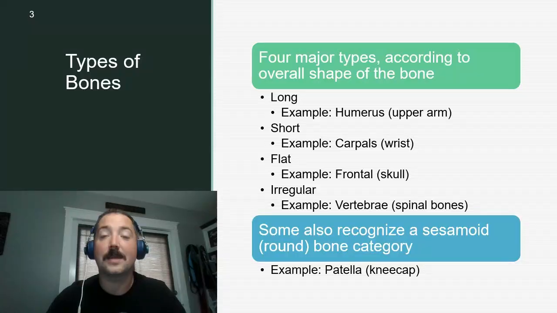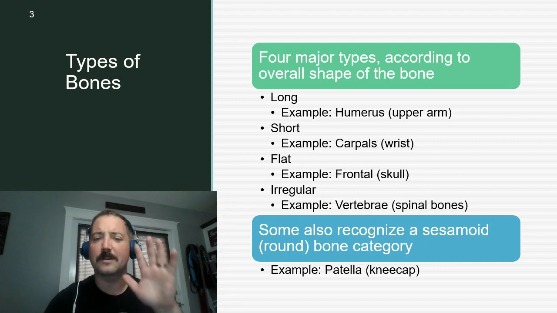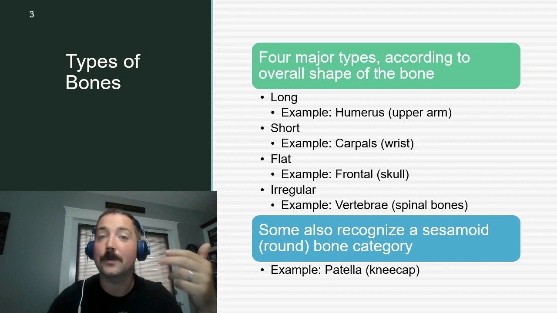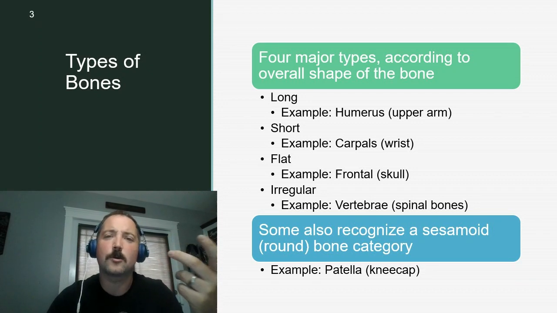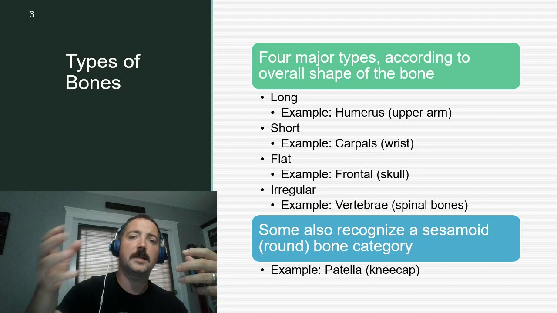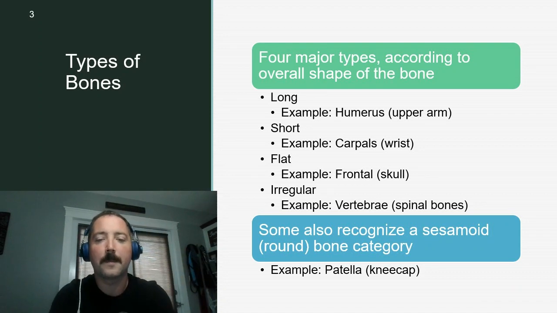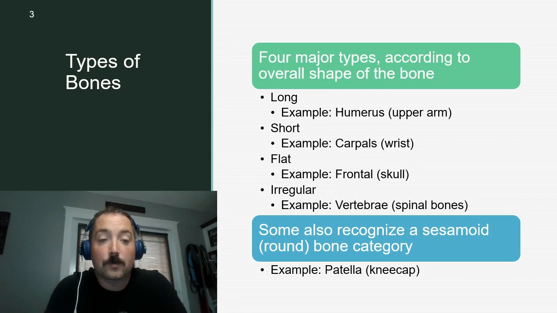Alright, so bones. There's 4 main types of bones, and they're categorized by shape. We've got long, short, flat, and irregular. Some textbooks will throw in a 5th type, the sesamoid bone, and that will be your patella. We'll just call those irregular bones, and we'll keep it at 4. So let's talk through this really quick.